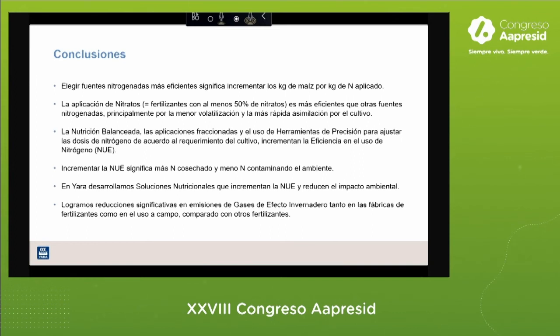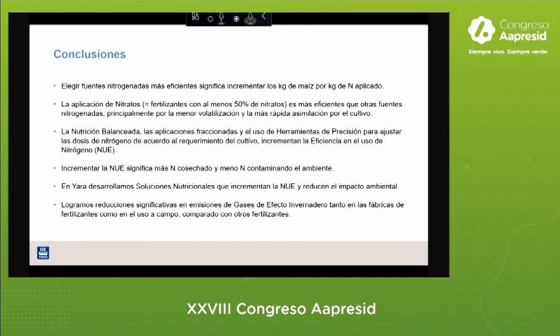And if we talk about nitrates, we are talking about fertilizer that have at least 50% nitrogen, and are more efficient than other nitrogen sources. This is mainly because of the lower ammonia volatilization losses, but also quicker assimilation, for example, by the crops. So the nitrate is not bound to the clay particles, for example, as ammonium.